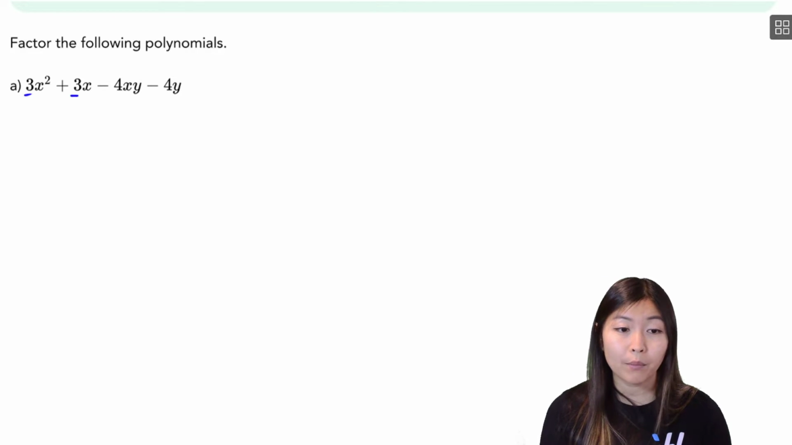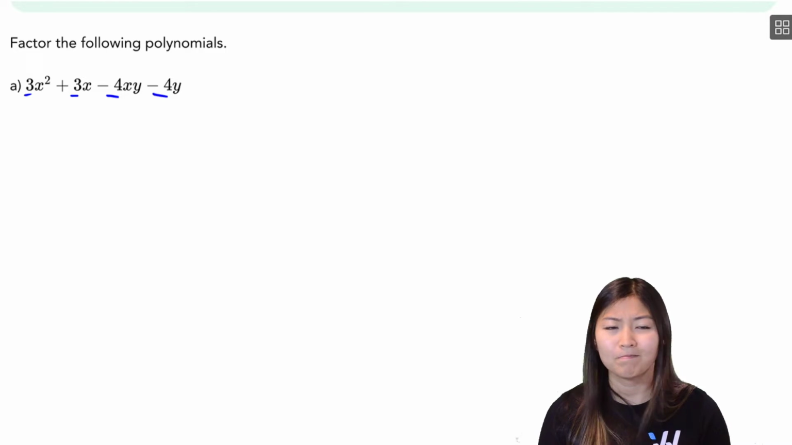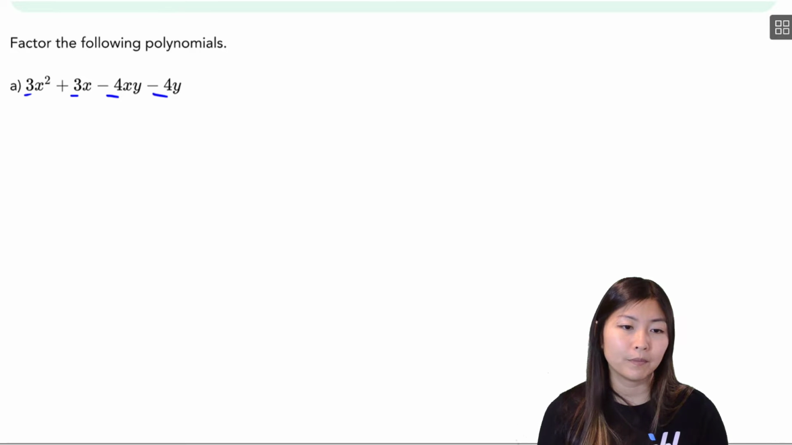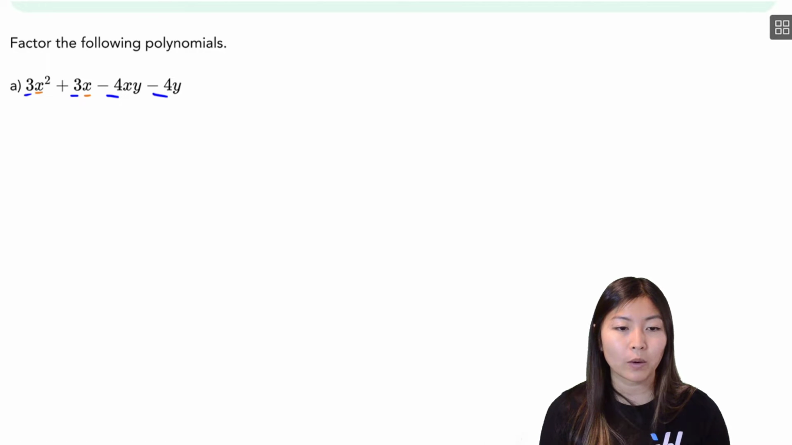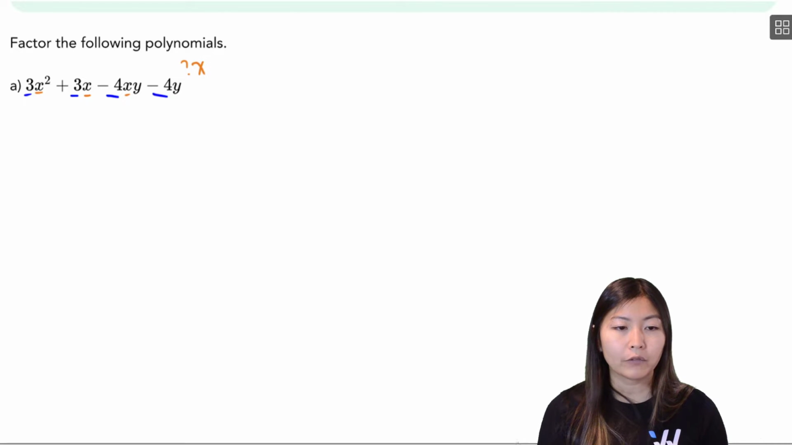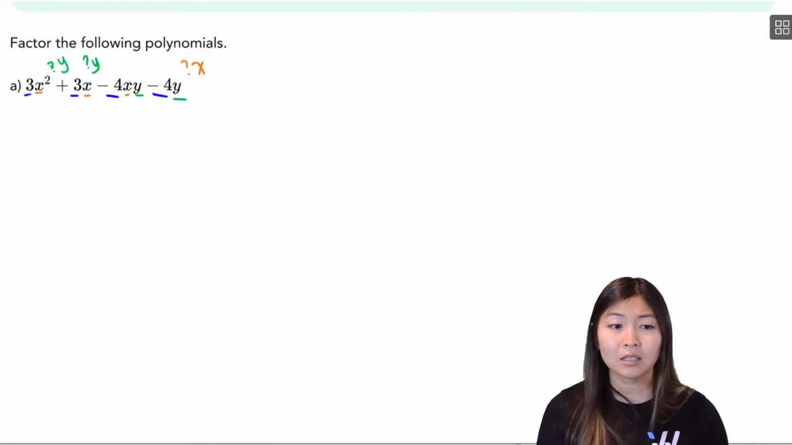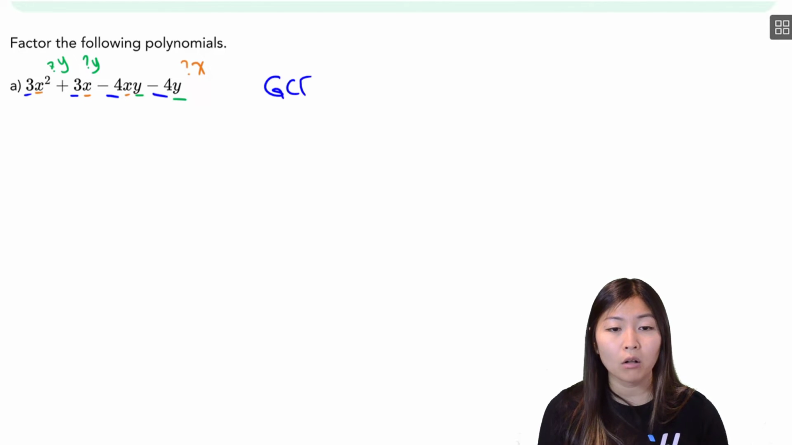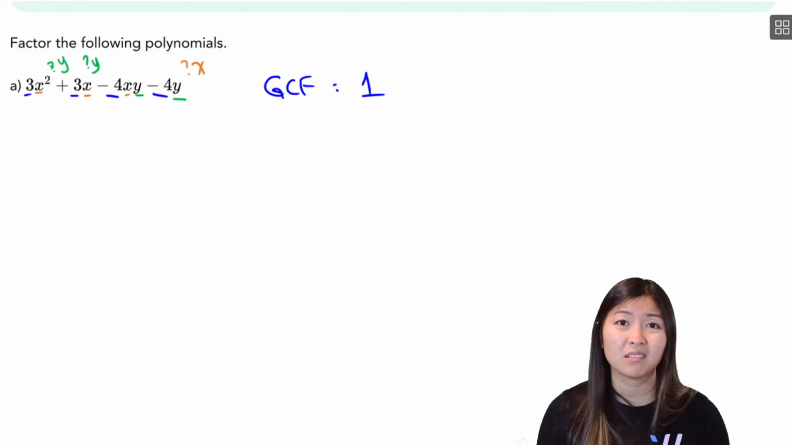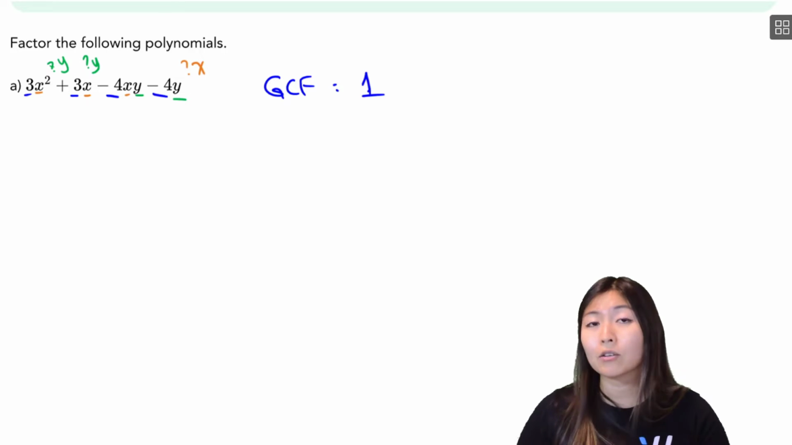Now, if you look at the number parts, 3, 3, -4, -4, the only thing in common is a 1. If you look at the x part, we have x squared, x, and then no x's here. If you look at the y's, we don't have any y's here, don't have any y's here, we have a y, we have a y. So essentially, the GCF between all 4 terms is 1. There's nothing else I can take out. But that's kind of boring. Dividing by 1 doesn't change the question. So does that mean this is not factorable?